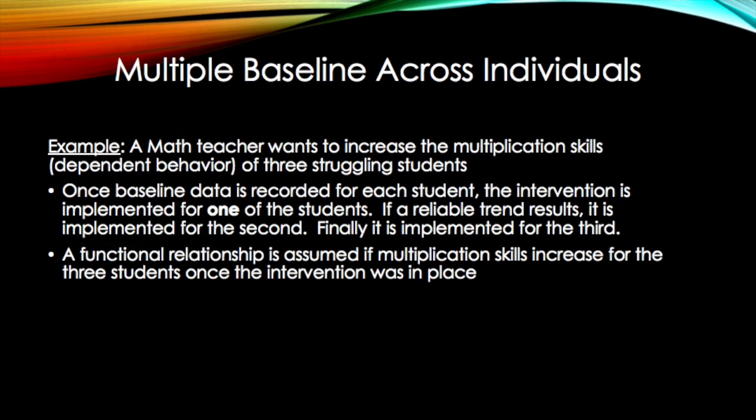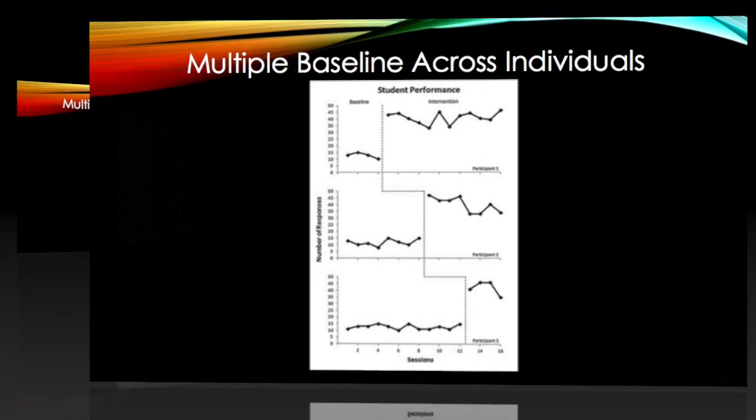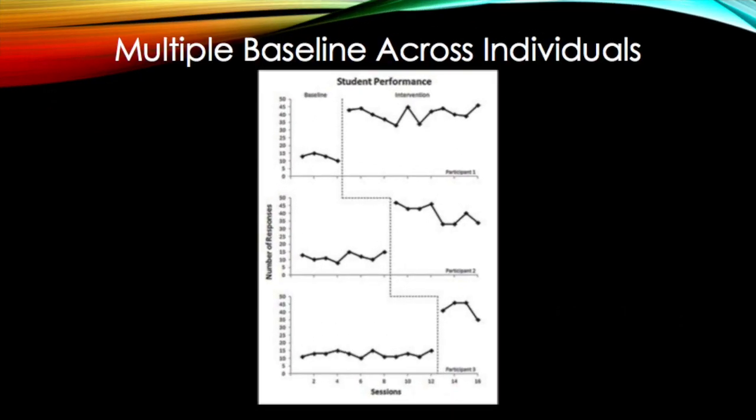An example of a multiple baseline across individuals is a math teacher who wants to increase the multiplication skills of three struggling students. Remember that the intervention is implemented for each student one at a time. If each student's multiplication skills increase after receiving the intervention, this shows a functional relationship. This shows an example graph of a multiple baseline across individuals.